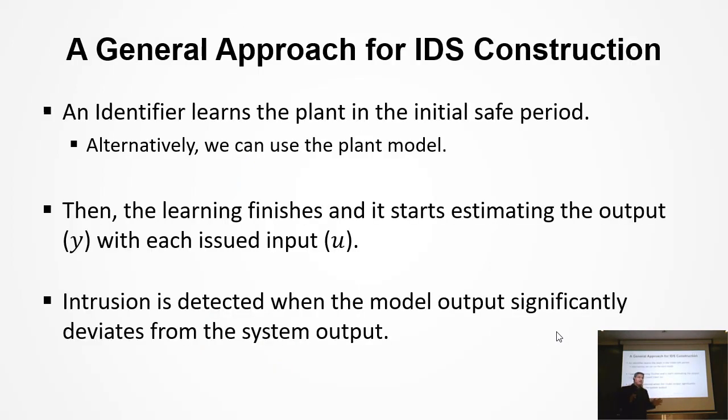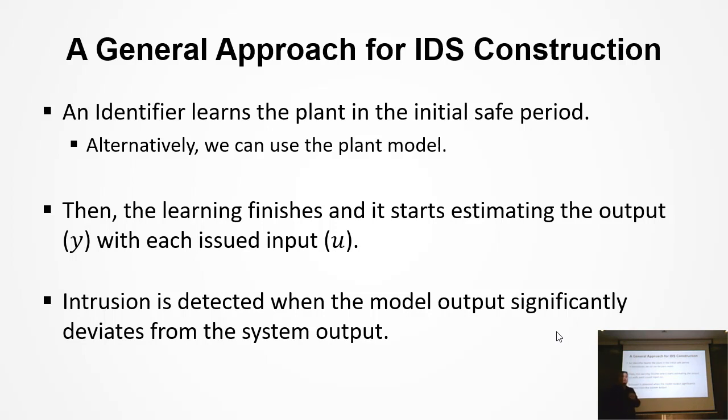Now let's get back to the idea of detecting and compensating the covert attacks. If I assume that the system was initially uninfected and uncompromised, then I have a safe period during which I can learn the behavior of the system. I can learn the behavior of the plant and make a model out of that, or equivalently, I can use the model of the plant if I have the mathematical equation for it.